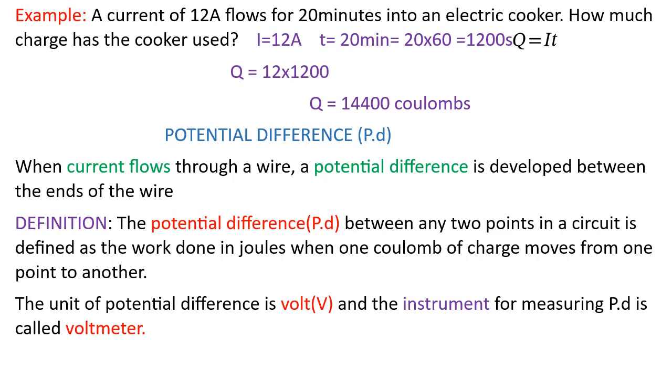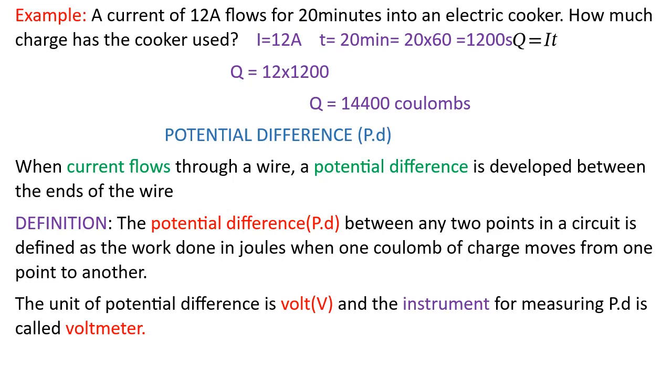Now, we're looking for charge. Charge is equal to IT. That's Q equals IT, current times time. Therefore, Q equals 12 A, which is the current, times 1,200 seconds. Q equals 14,400 coulombs. That is the charge. Let's move over to potential difference.